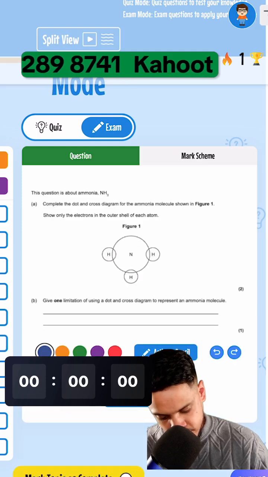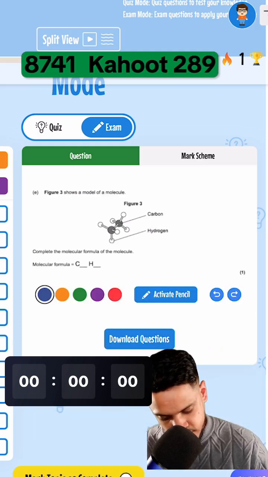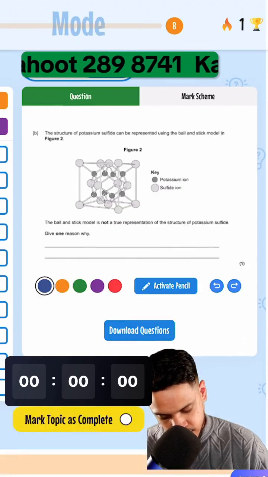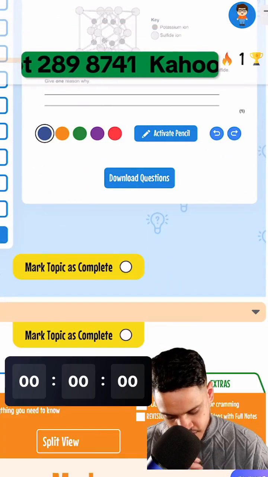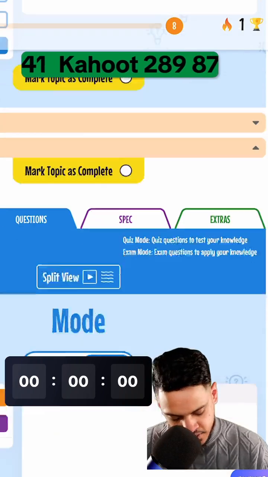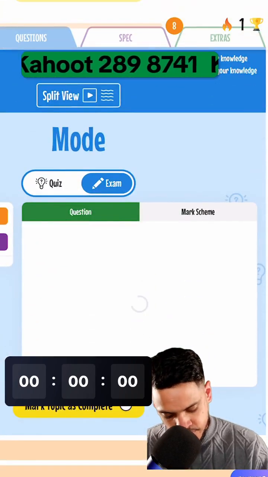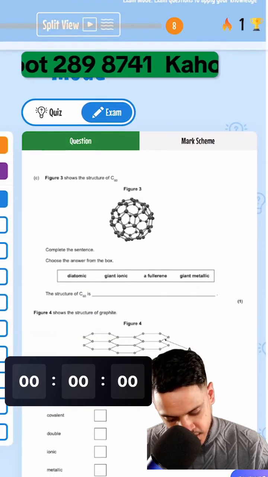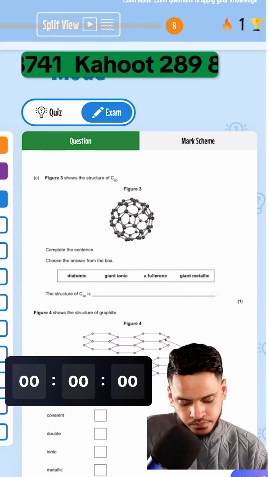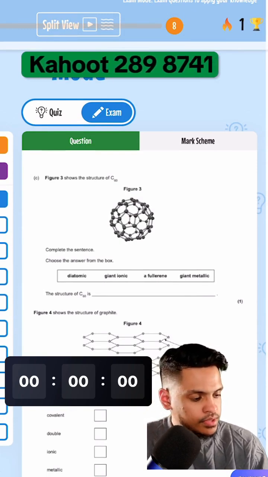Let's try another question. This one's just asking about limitations. This one's counting. Let's try some covalent compounds. Let's try some allotropes of carbon, because loads of people get mixed up with these, the ones that you need to know. Structure of C60 is, which one would you guys say the answer is?